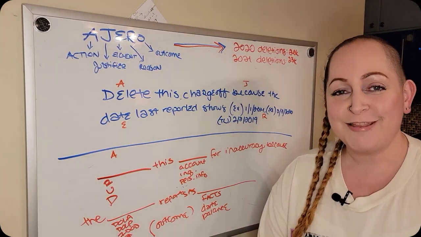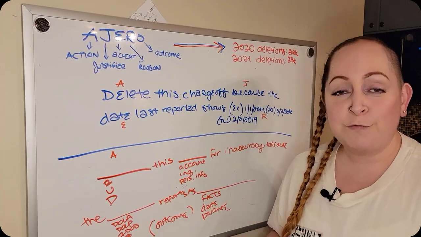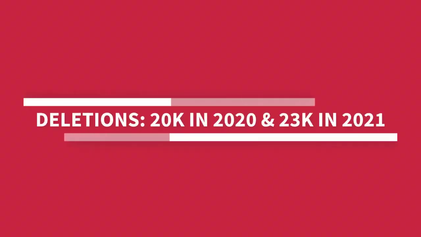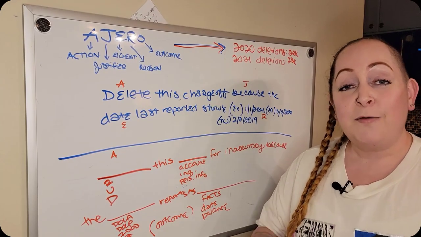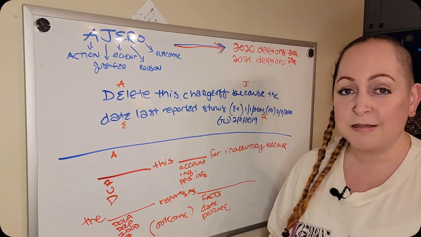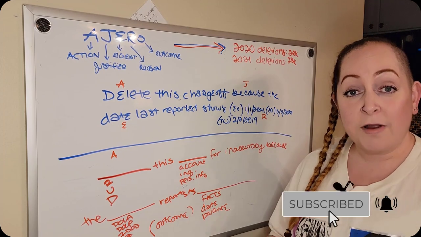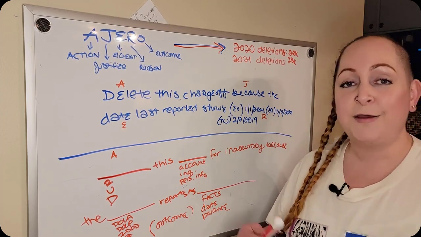Tonight we're talking about the AJERO formula, and if you don't know what that is, it's a structured formula that I personally used to remove over 20,000 negative items in 2020 and 23,000 negative items in 2021. Now, it's really, really simple, but one of my subscribers personally asked for this because they said that they didn't know how to apply it or how to break it down. And so that's exactly what we're doing.